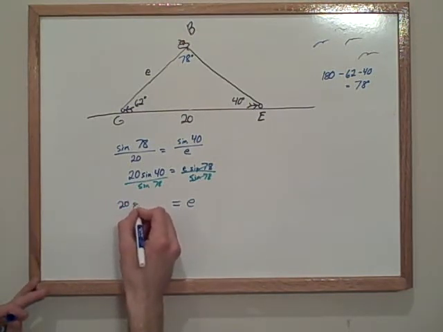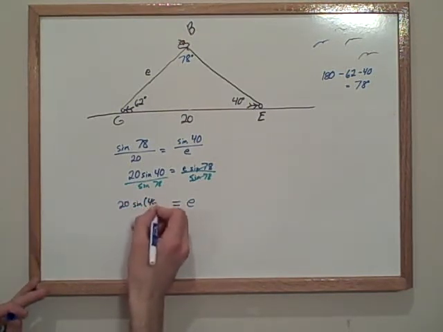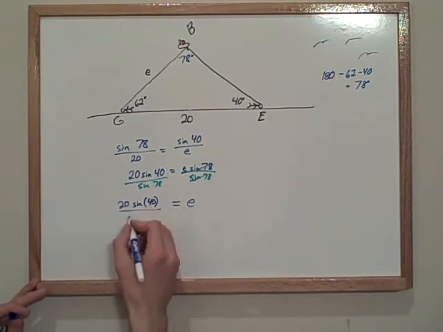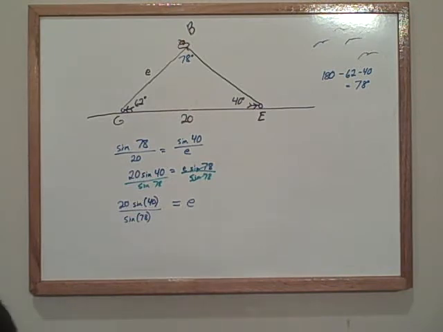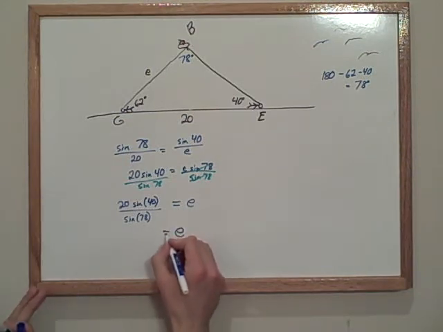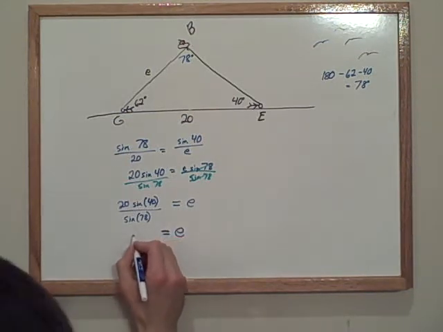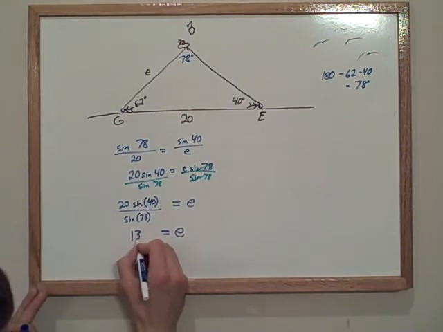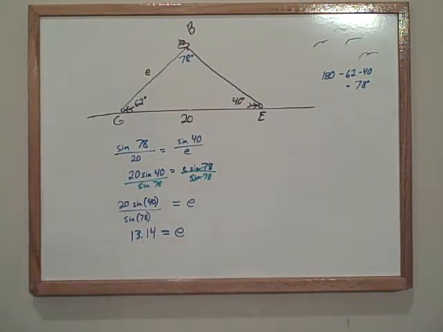So 20 sine, parentheses automatically pop up in the calculator, 40 over sine 78. We will type that in. Make sure you're in degrees. I've said that about 50 times already, but it's incredibly important. And there we go. We got it. E is equal to, I'm going to use two decimal places because it's just a good place to round, 13.14. There we go, 13.14.